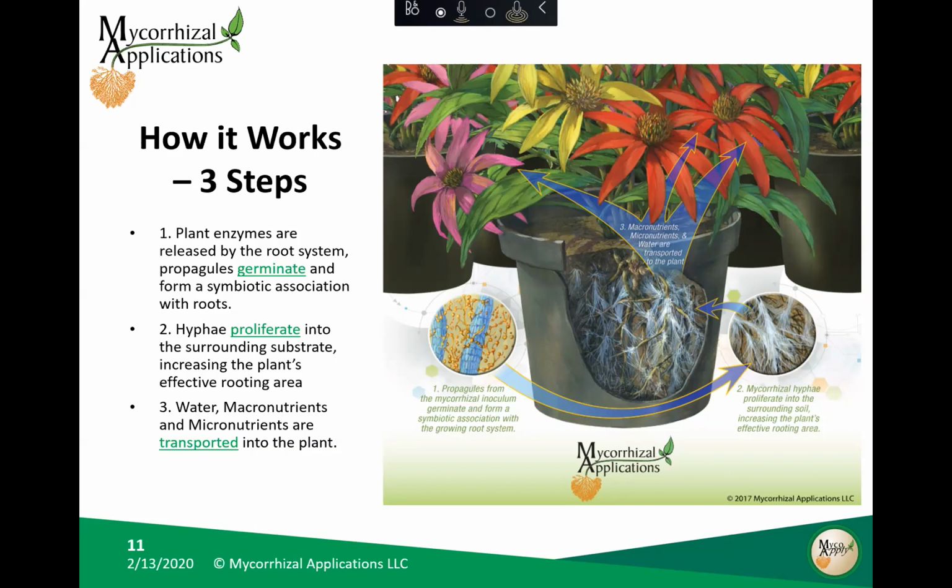Those hyphae will grow in surrounding areas and start to increase the root's ability to uptake moisture and nutrients from the soil. The way this works is that the plant will actually give the mycorrhizae lipids and sugars, and the way the plant does that is it produces more chloroplasts. So a secondary benefit of mycorrhizae is that you're going to have some darker colored foliage, because the plant is producing more chloroplasts in order to feed the mycorrhizae.